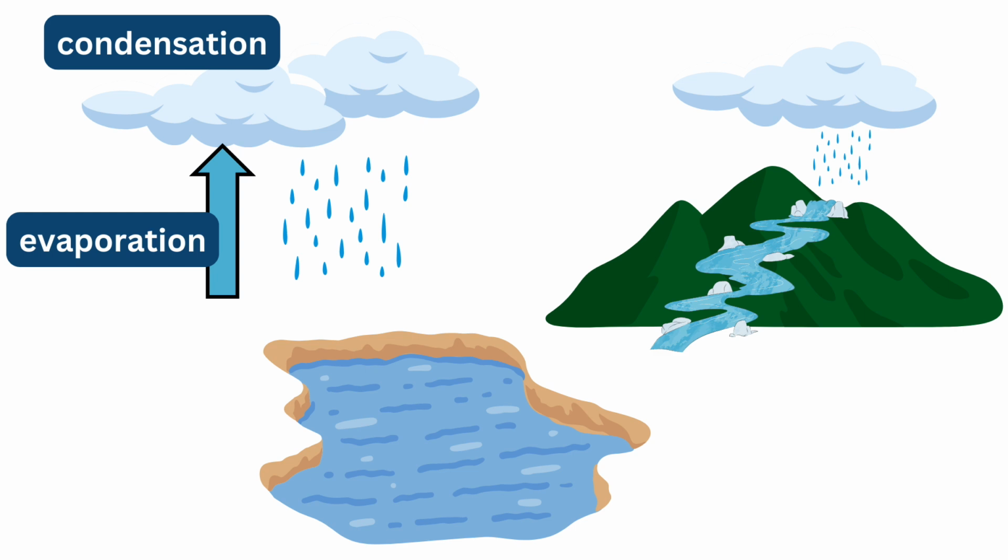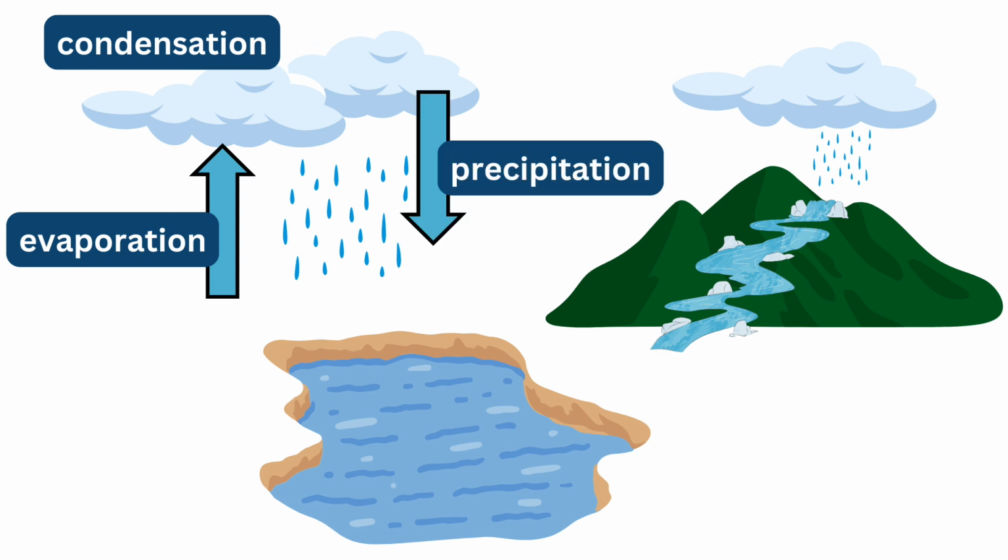Eventually, the clouds will get heavy, and the water vapor will turn back into a form of precipitation. There's multiple types of precipitation. Can you think of any? I'm thinking of rain, snow, and hail. These are all different forms of water, and sometimes they are even different states of matter.